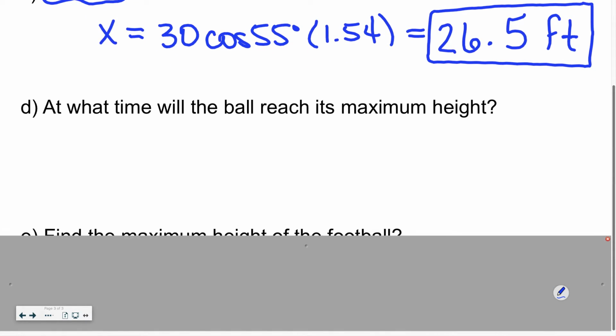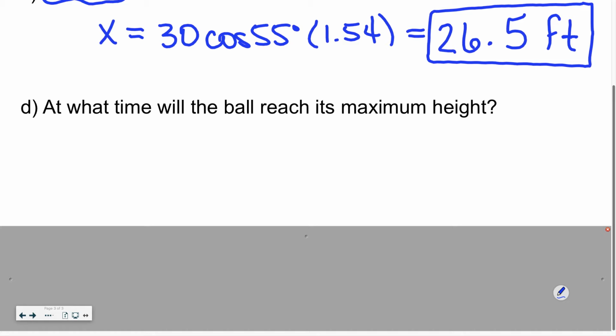At what time will the ball reach its maximum height? Write it down so you know what you're finding. If we are talking about maximum height, we probably need which equation? Okay.